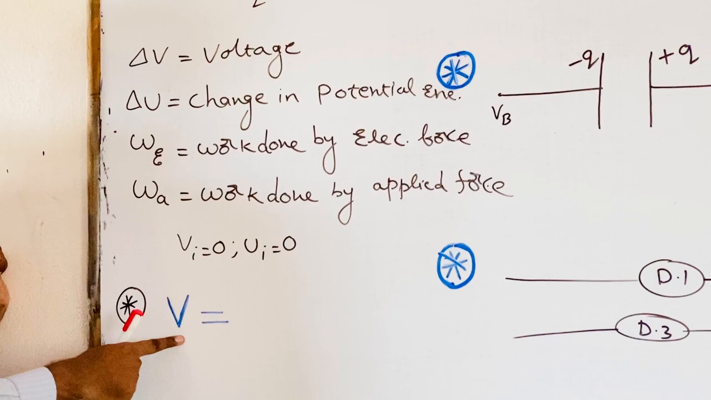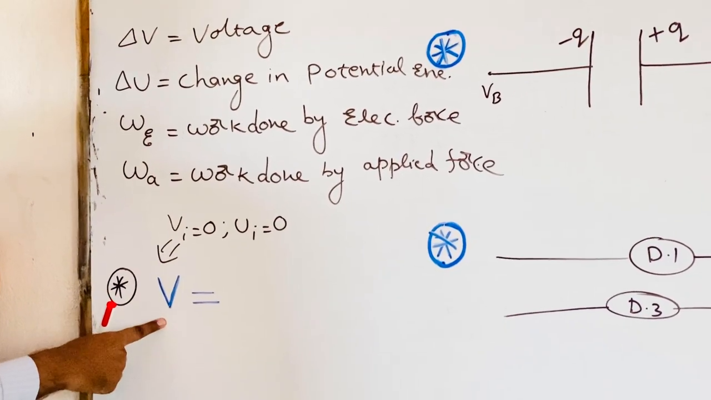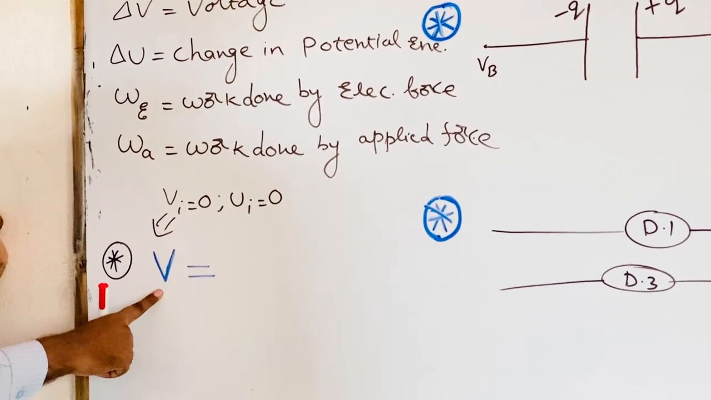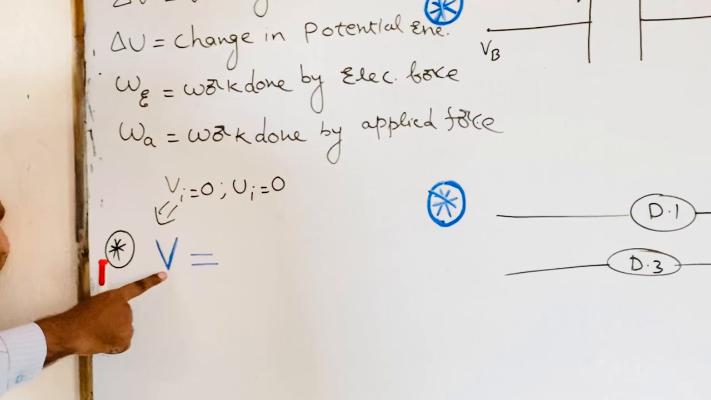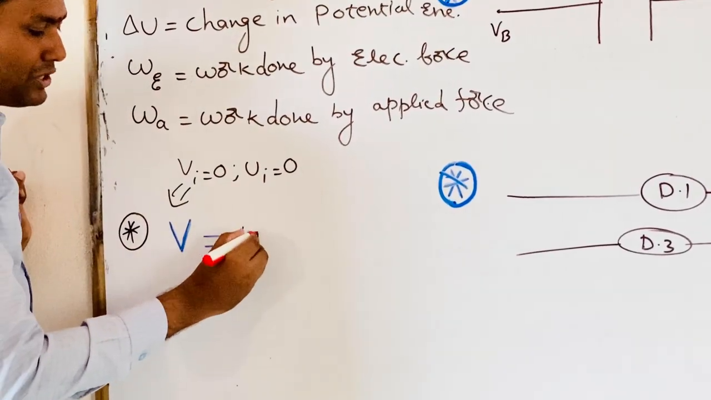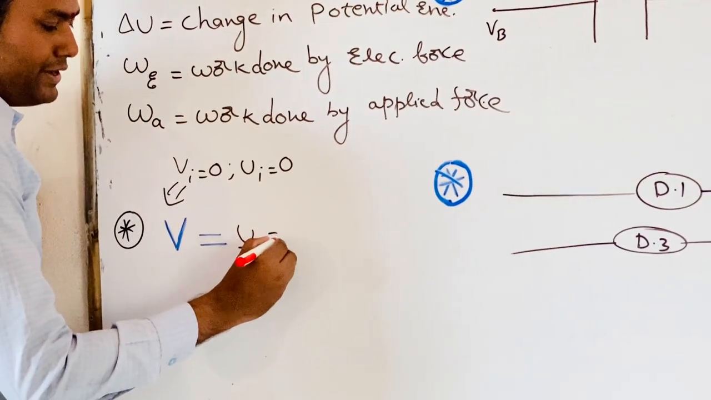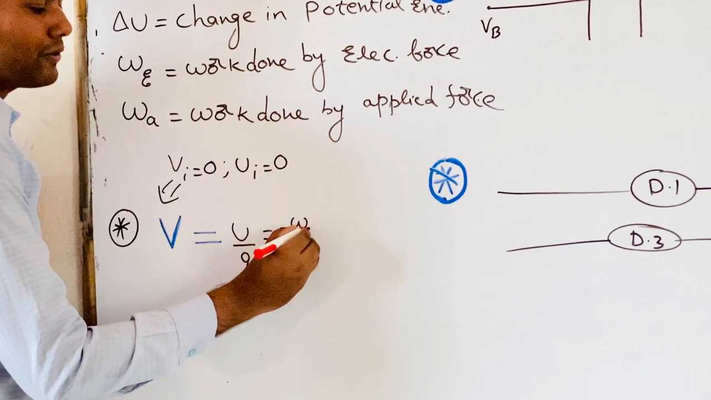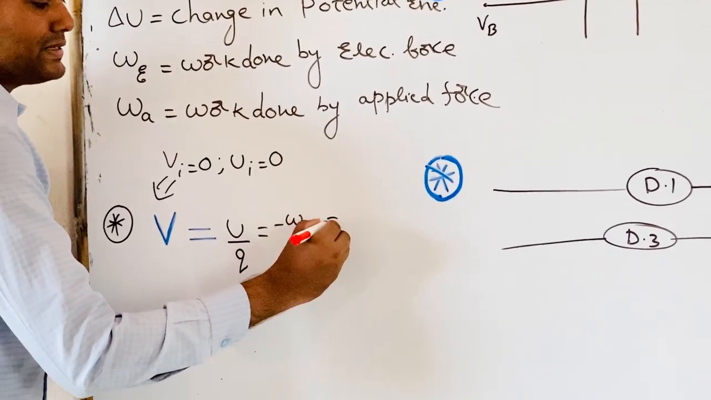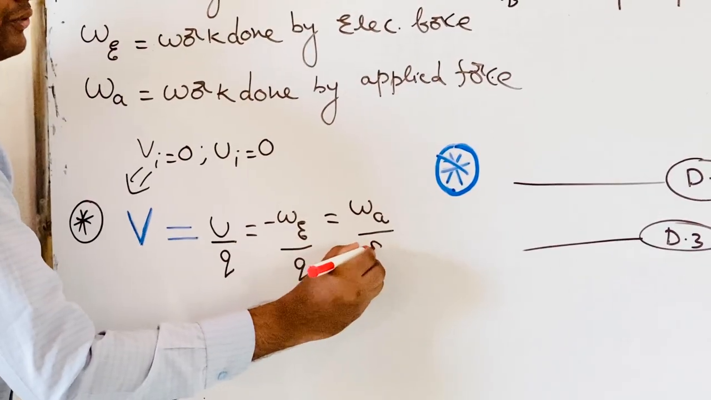At that time, in that circuit, how can we define the absolute potential or simply potential? Absolute potential, or simply potential at any particular point in the circuit, can be defined as potential energy per unit charge, otherwise negative of the work done by the electrostatic force per unit charge, otherwise work done by the applied force per unit charge.